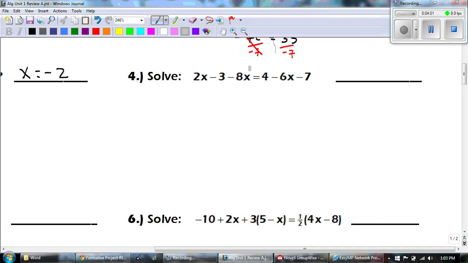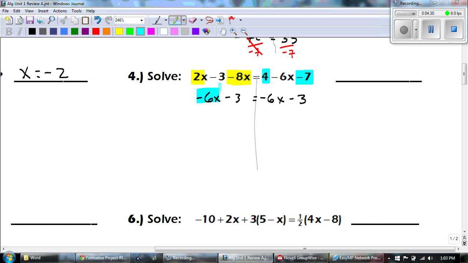All right, number 4. Okay, so I see that things are kind of all over the place. So on the left-hand side, I'm going to combine like terms. 2 minus 8 is negative 6x minus 3. On the right side, I want to combine like terms as well. And I get negative 6x, and 4 minus 7 is negative 3.